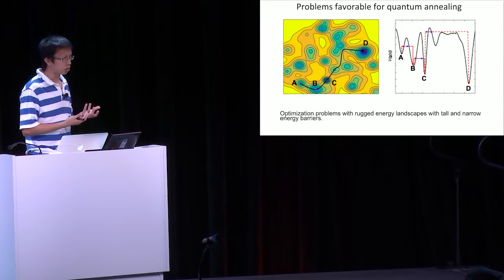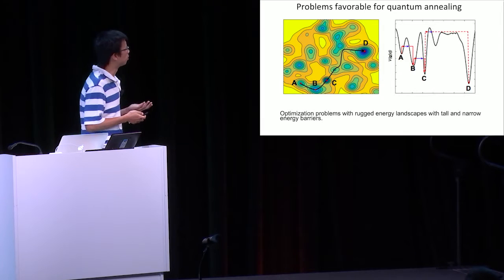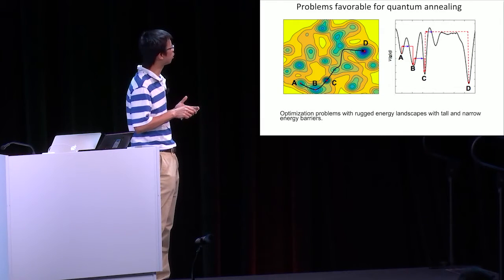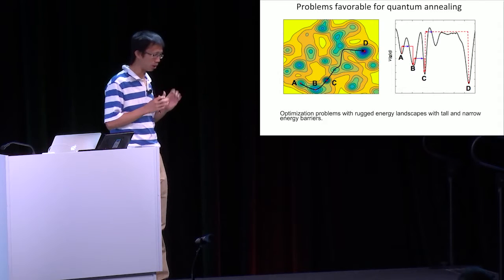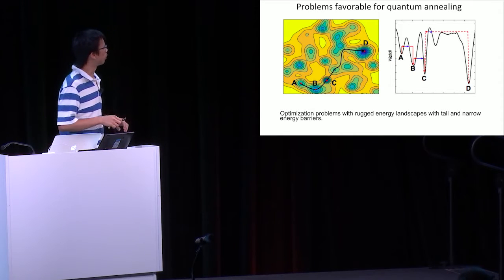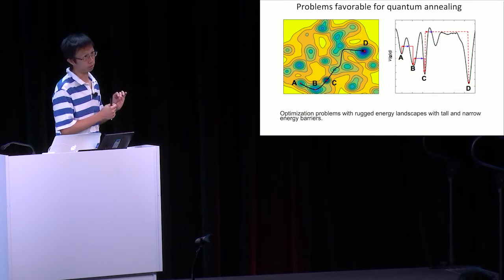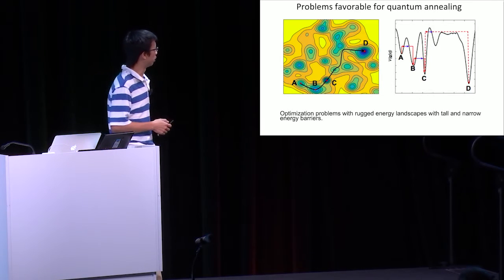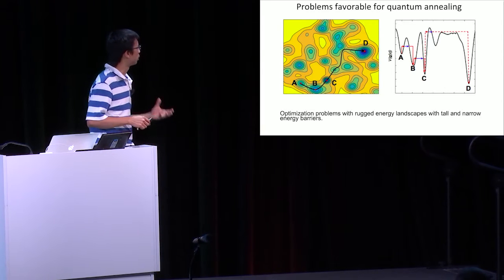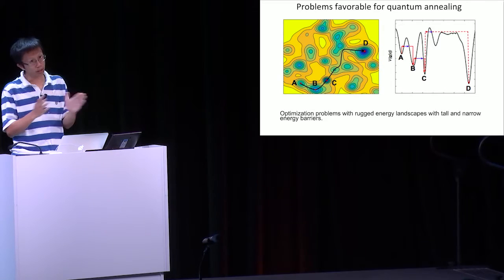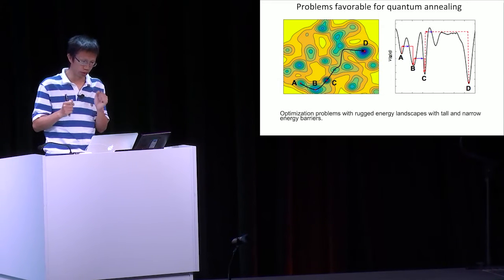In order to take advantage of quantum tunneling, the problems really favorable for quantum annealing are those with high and narrow barriers, as you have already heard many times in this conference. If you have high and tall barriers, this is where quantum tunneling can outperform the classical thermal activation process. So in other words, the optimization problems favorable for quantum annealing are those with a rugged landscape and many tall and narrow barriers.